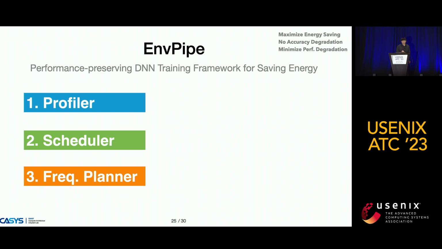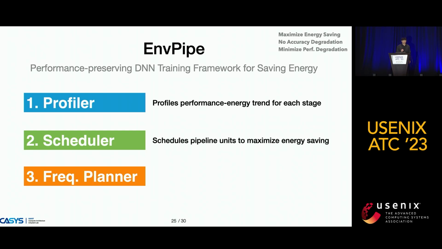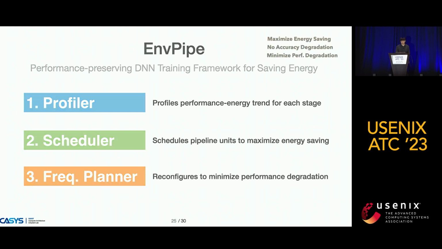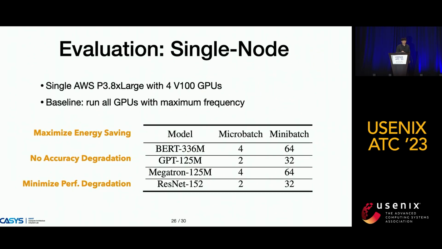I will summarize the overall workflow of EnvPipe. First, the profiler profiles the performance energy trend for each pipeline stage. Next, the scheduler schedules pipeline units to maximize energy saving. And finally, the frequency planner reconfigures frequency to minimize performance degradation. Our evaluations focus on confirming our goals, specifically for maximizing energy saving and minimizing performance degradation.